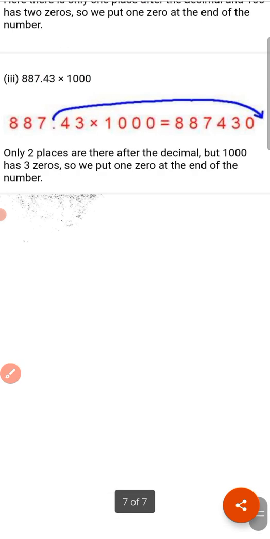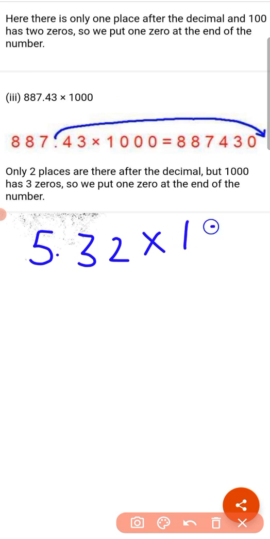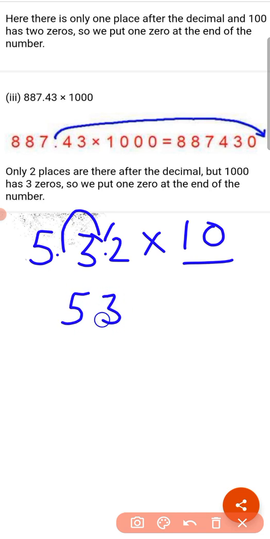Let us check a few more examples, children. 5.32 into 10. Into 10 means we have to move one place to the right side. One place, because 10 has 1 zero. The decimal here will come here. So our answer is 53.2.